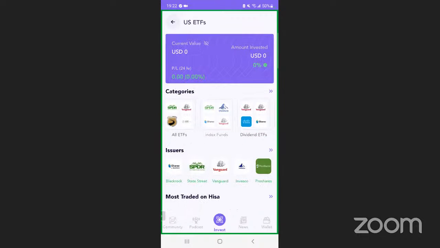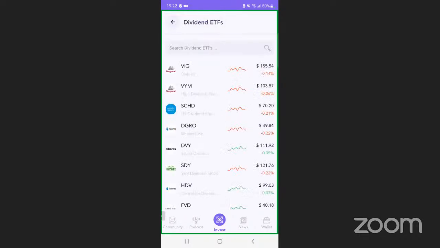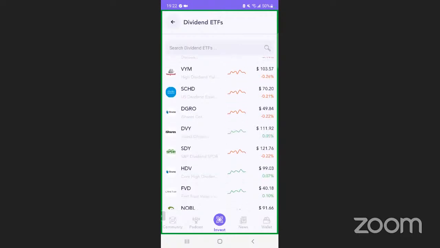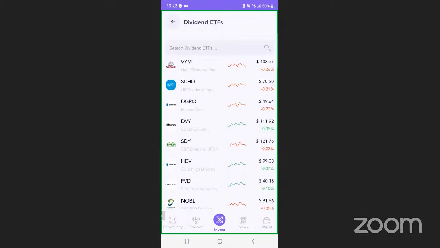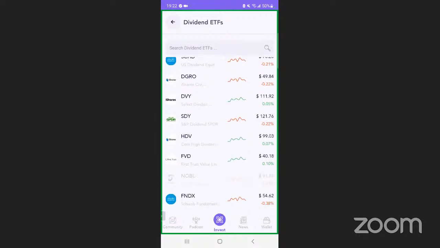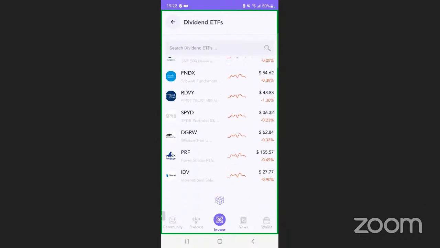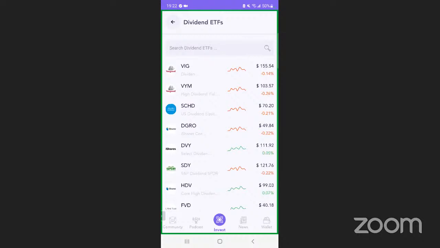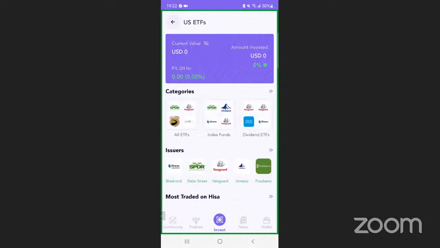On the other hand, we have some ETFs that pay dividends. So you can just click on dividend ETFs for the guys who want to invest in dividend ETFs. So you can see the likes of SCHD, you can see the likes of JEPI. I think JEPI should be here. So these are some of the ETFs for a person who wants to invest for dividends.